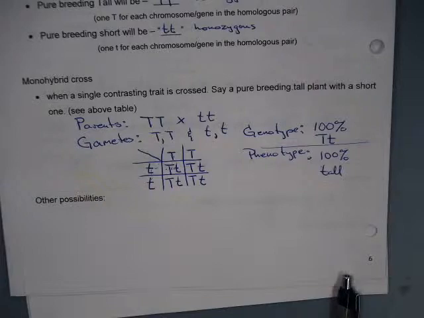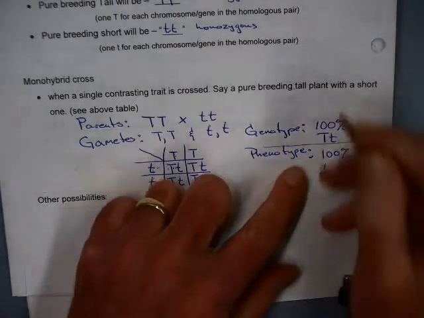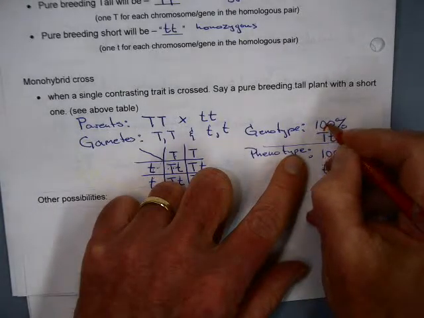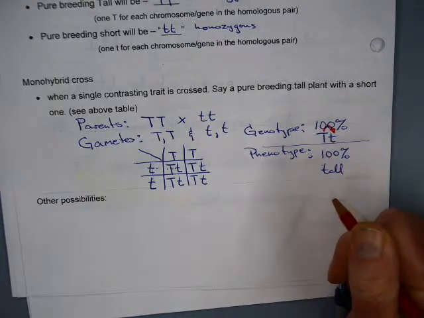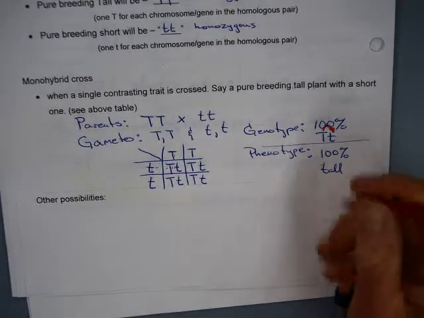Yeah? Thank you. That's exactly right. Why? Because the capital T dominates the recessive allele, and that's why it's tall. Okay, we'll leave it there.